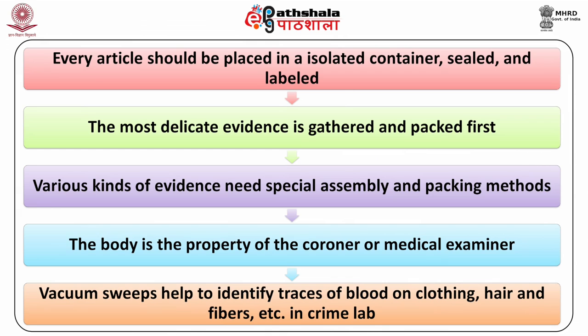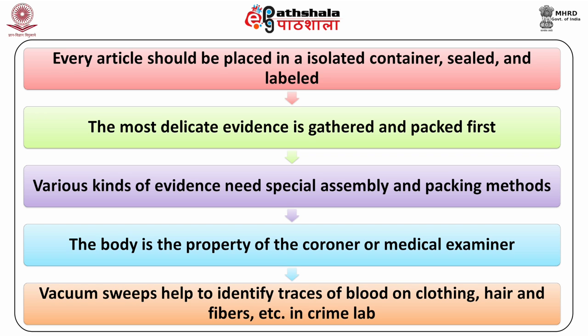A. Every article should be placed in an isolated container, sealed and labeled. B. The most delicate evidence is gathered and packed first. C. Various kinds of evidence need particular or special assembly and packaging methods. D. The body is the property of the coroner or the medical examiner. Gathering of evidence on the body is completed by that division. E. It can only be identified in the crime lab.